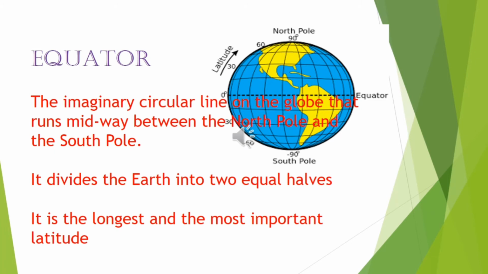Let us now learn about the equator. An equator is an imaginary line on the globe that runs midway between the North Pole and the South Pole. It is nothing but an imaginary line on the globe that runs in between the globe and divides the earth into two equal halves. It is the longest and most important latitude on the globe.